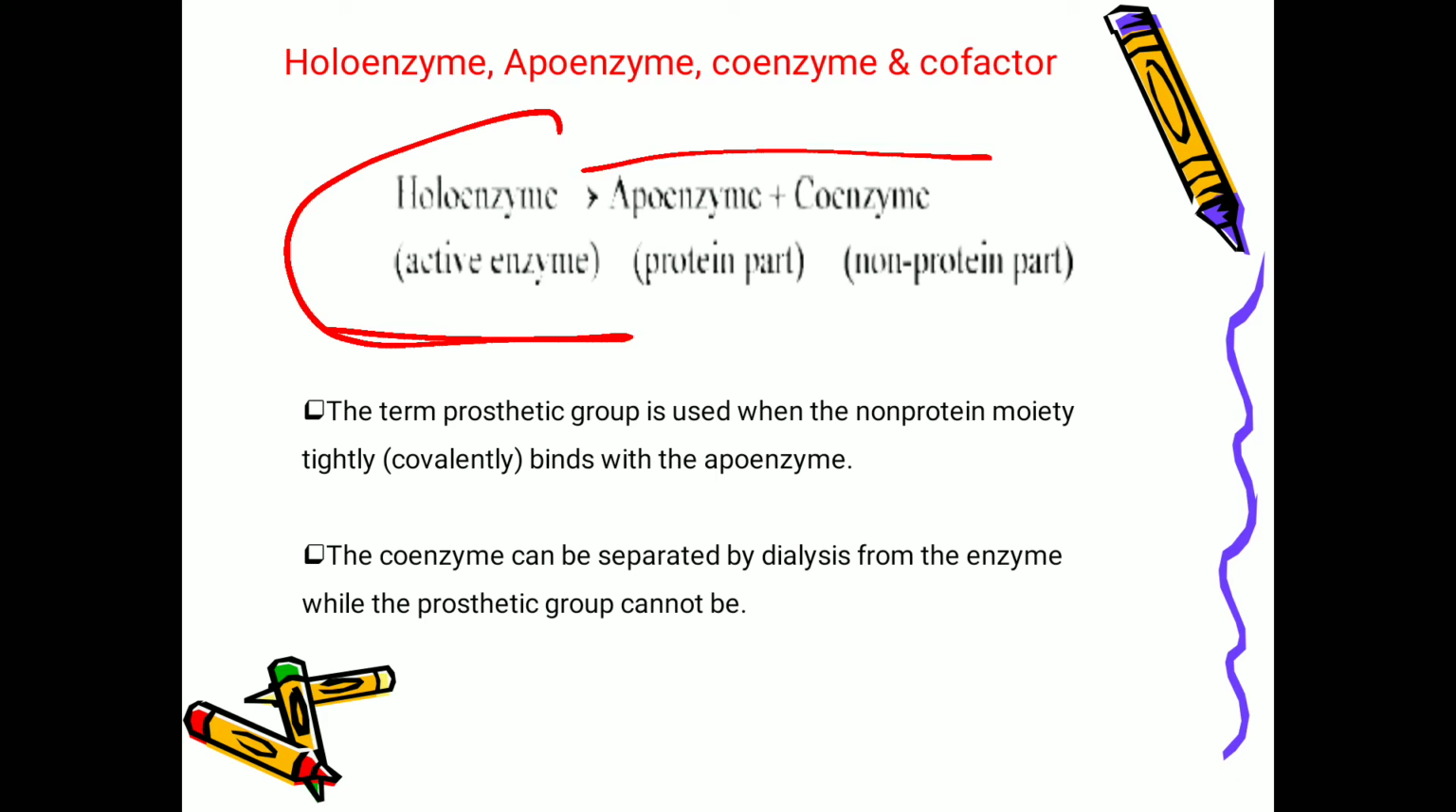And the coenzymes can be separated by dialysis from the enzyme, while the prosthetic groups cannot be. See, dialysis is one of the techniques or procedures to separate molecules, and the coenzymes can be easily dialyzed or separated with dialysis, but not the prosthetic group, because the prosthetic group is tightly bound with the enzyme by sharing of electrons and by forming the covalent bond.